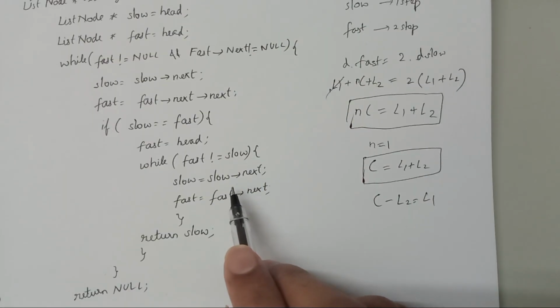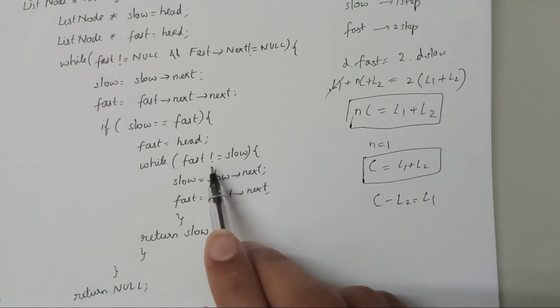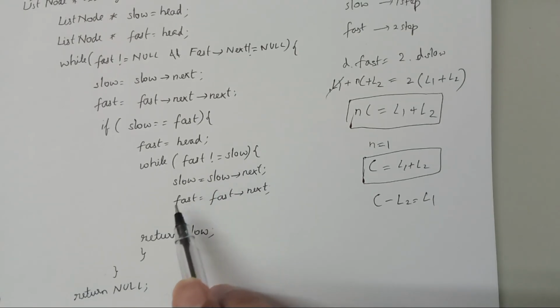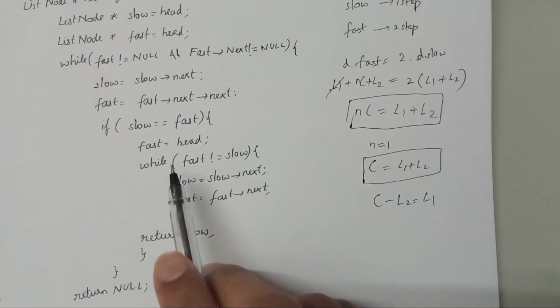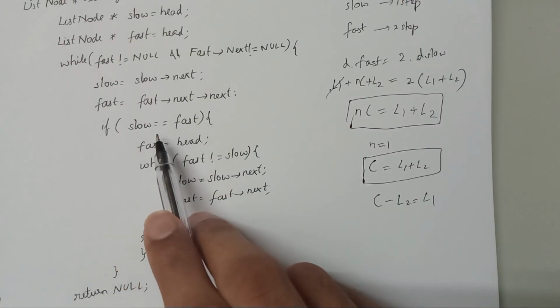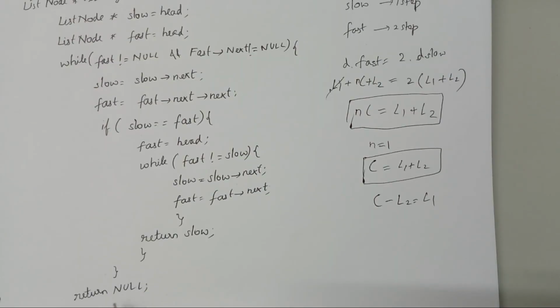So by doing this, at one point fast becomes equal to slow, and we come out of this loop and we return slow, or we can return fast because both are at the same position. Now if this didn't happen, if slow was not equal to fast, then we just come out of the loop and we return null. So this is the solution.